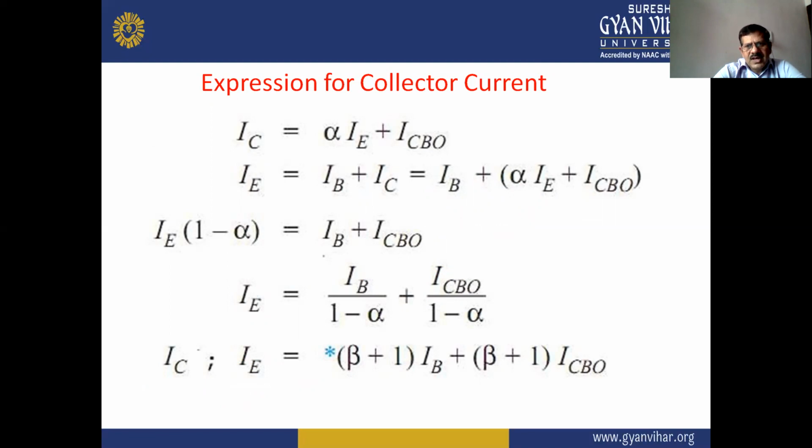Next, the expression for collector current IC. We know that IC equals alpha IE plus ICBO, and also IE equals IB plus IC. So IE equals IB plus alpha IE plus ICBO, and we can write IE times (1 minus alpha) equals IB plus ICBO. Also IE equals IB upon 1 minus alpha plus ICBO upon 1 minus alpha, and IC equals (1 plus beta) IB plus (1 plus beta) ICBO. So this is the expression for the collector current, or the output current.